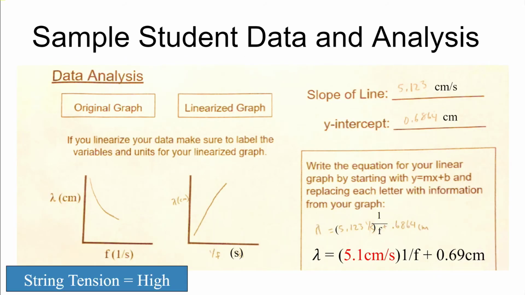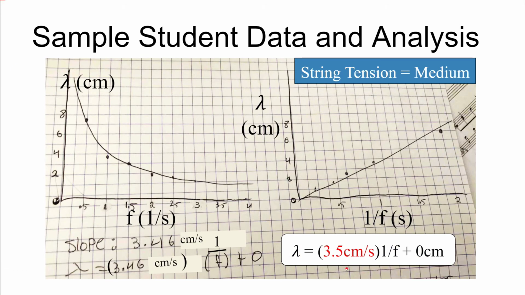In the case of the high tension string, were the waves moving through the string at about 5.1 centimeters per second? And in the case of the medium tension string, were they moving through at about 3.5 centimeters per second? Well, we can go back to the simulation and find out how fast the pulses or periodic waves were moving through the strings.